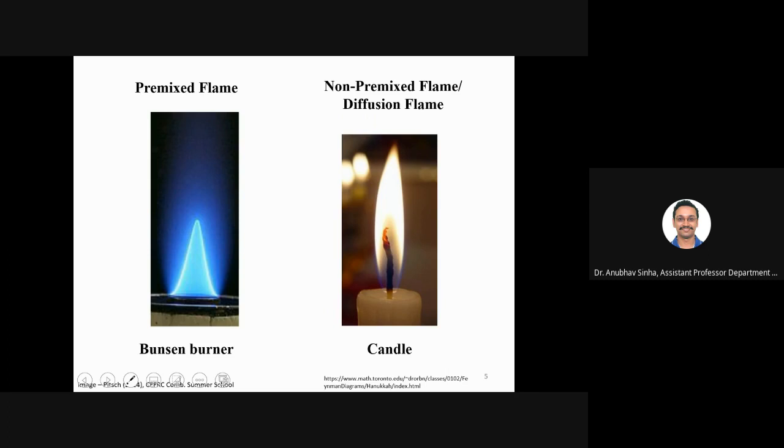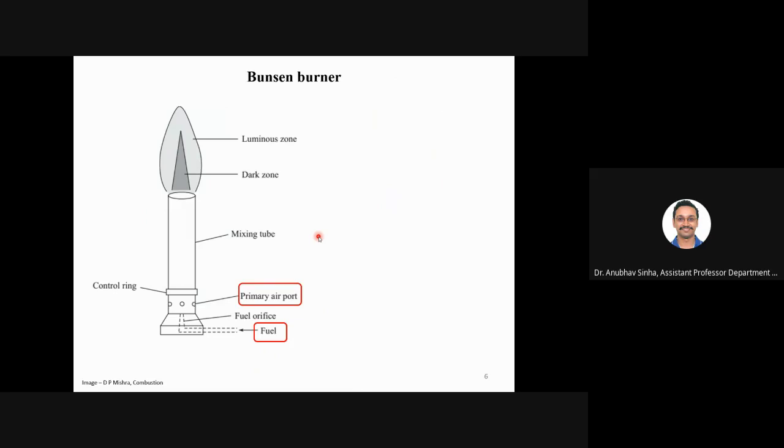Or you can also imagine a Bunsen burner only, but with the oxygen port closed. Then it will also form a diffusion flame. Is this clear or not? Clear. Okay. So let us look at what goes inside a Bunsen burner.